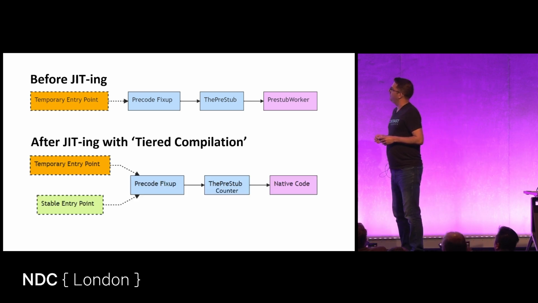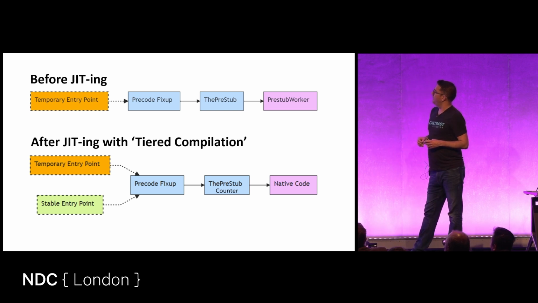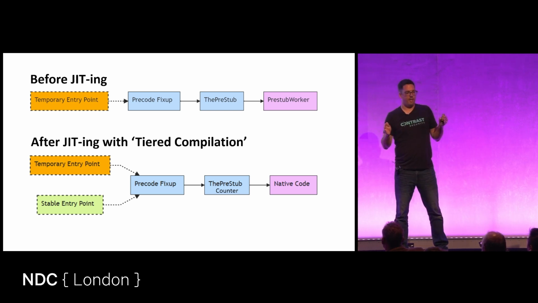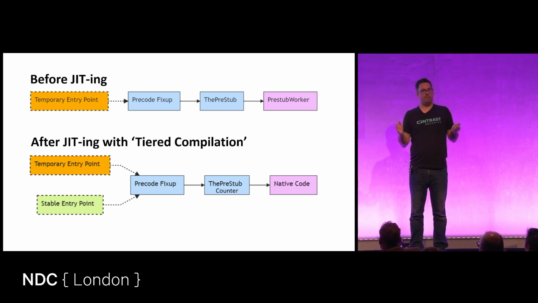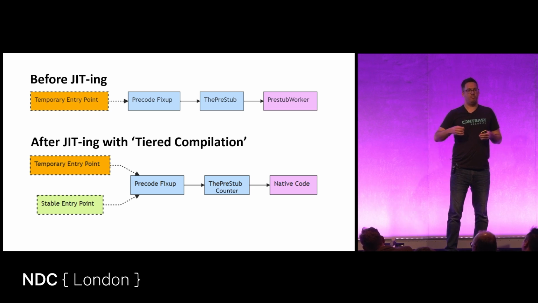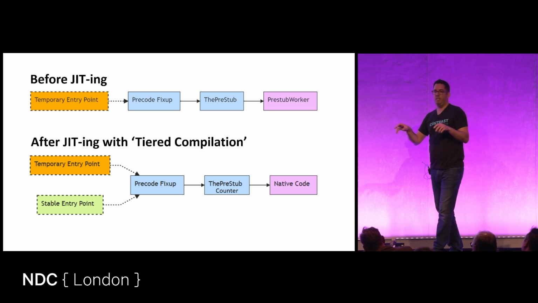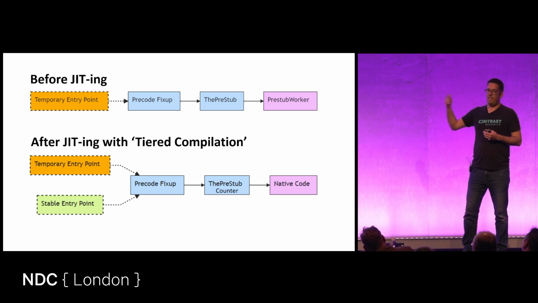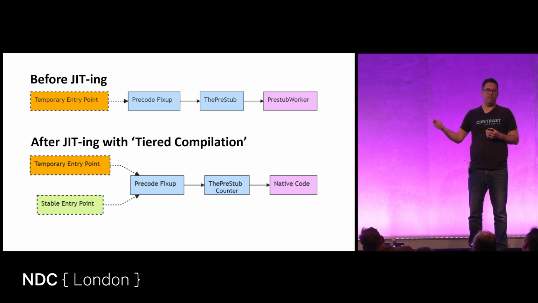With tiered compilation, what they've done is leave the pre-stub in, but it's now got a counter. The basic idea of tiered compilation is that a lot of methods don't need to be heavily optimized the first time. If a method only runs once, why spend a relatively long time in the JIT doing all these impressive optimizations? But if that method is executed 10,000 times a second, you'd really like the most optimal version of it.